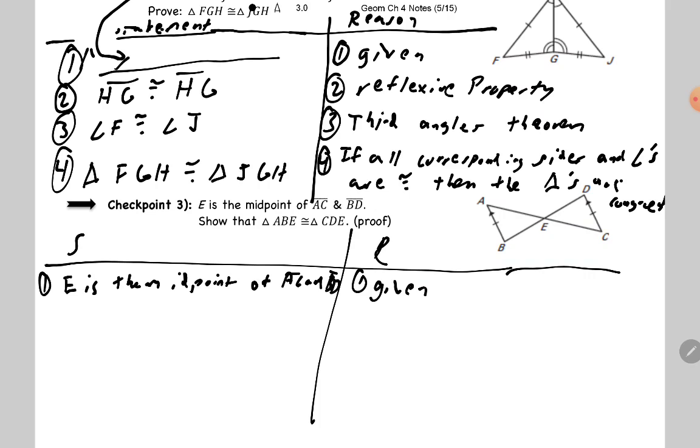So what does it mean to be the midpoint? Well, what it means is AE is congruent to CE. This piece is congruent to that piece, because that's the midpoint. And then this piece is also congruent to that piece. So BE is congruent to ED.